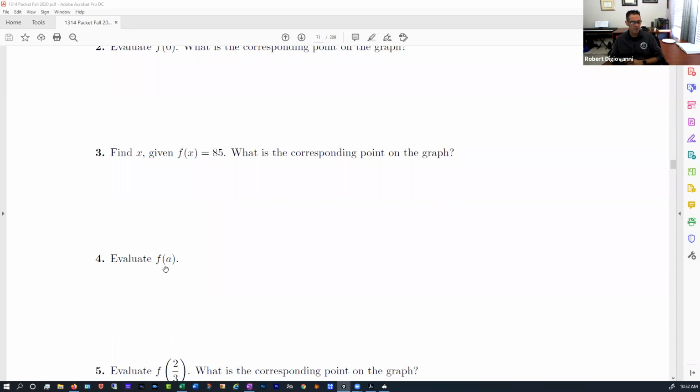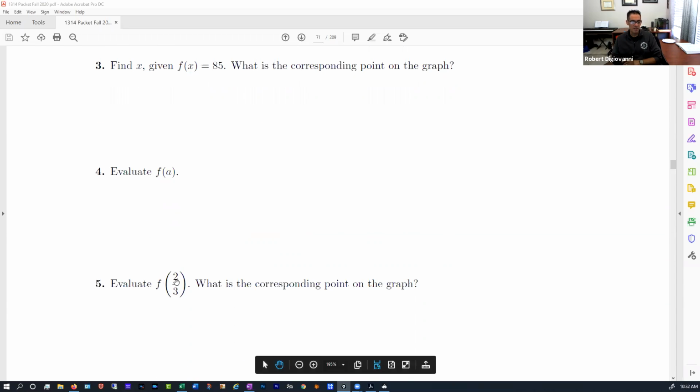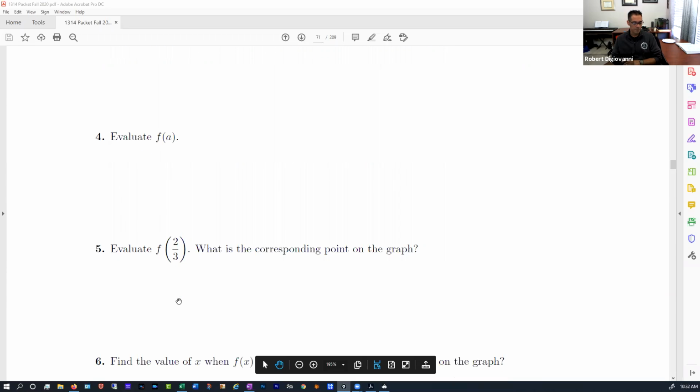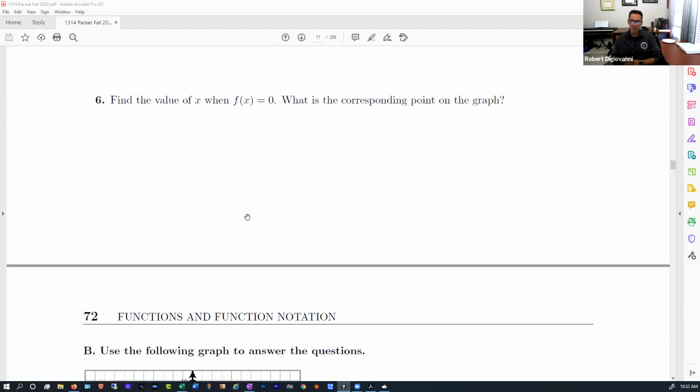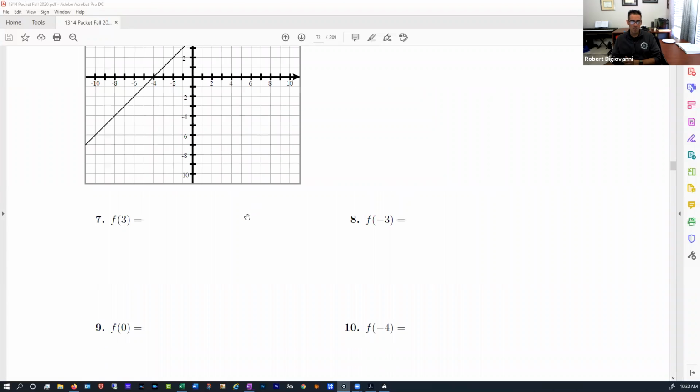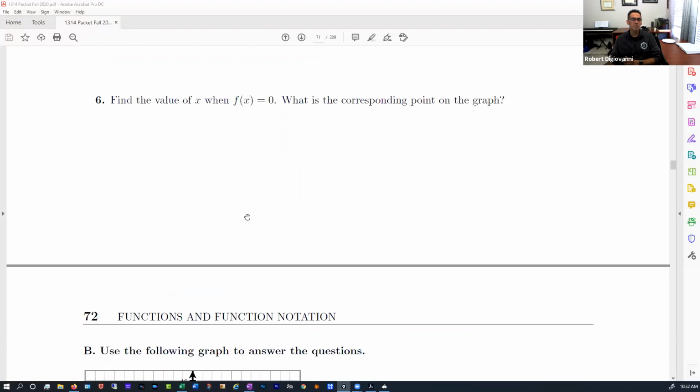This part, they're just asking you to plug a in for x. So you'll just replace the x with a and box that answer. There's nothing else you can do because a is not a number. And then on the fifth one, they're asking you to plug a fraction into the function. And number 6, they're asking you to take the function and set it equal to 0. So we just did a problem like that. Those are the types of questions that you're going to see. Is that all right with everyone?